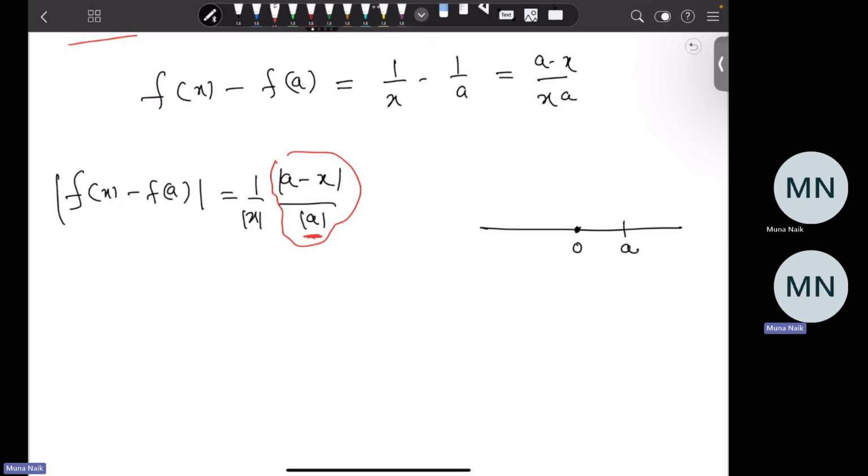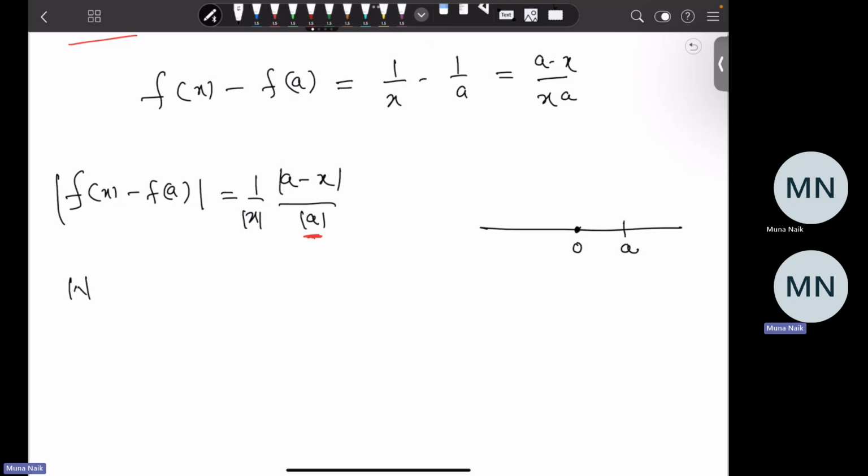One thing you should know is that continuity is a local property. What does that mean? It means that if you want to study continuity of a function at a, it is sufficient to look at the behavior of the function in a neighborhood of a. So now I will take a neighborhood.